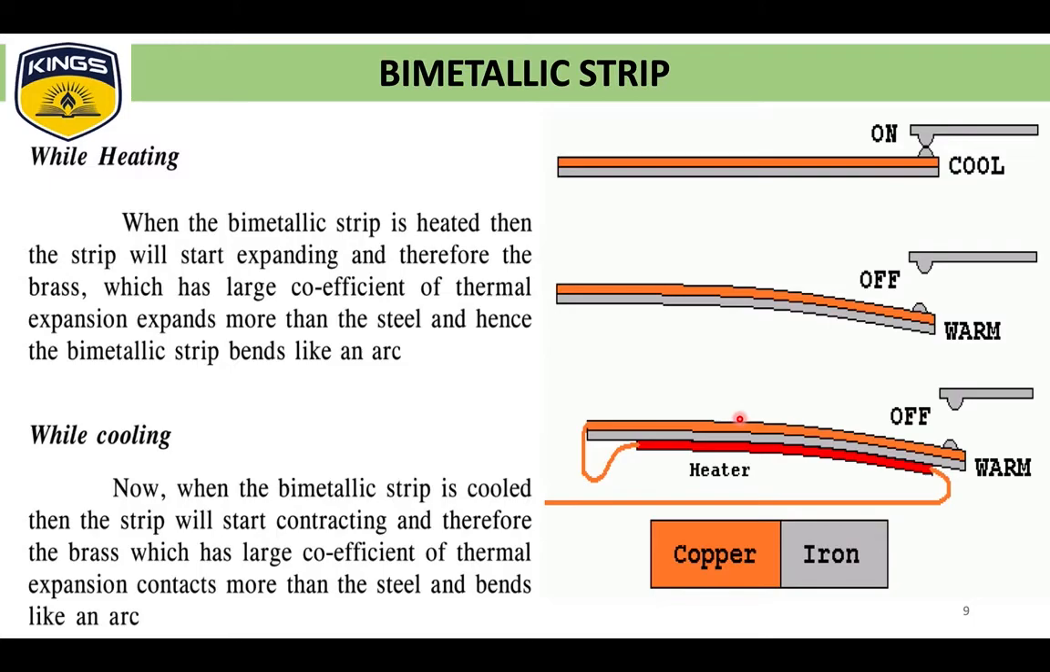While heating, when the bimetallic strip is heated, the strip starts expanding, and therefore the brass, which has the larger coefficient of thermal expansion, expands more than the steel, and hence the bimetallic strip bends like an arc. While cooling, when the bimetallic strip is cooled, the strip starts contracting, and therefore the brass, which has the larger coefficient of thermal expansion, contracts more than the steel and bends like an arc. Similarly, here a copper and iron diagram is shown.